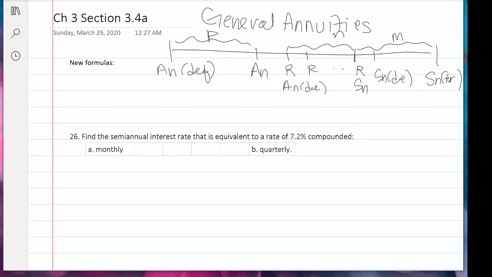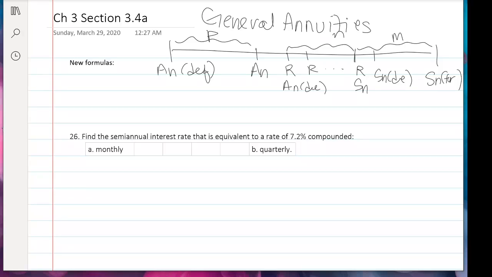Section 3.4 is all about how we deal with an annuity where the interest rate does not match the frequency of the payments. There are four cases. The first one is that the interest is more frequent. The second one is that the interest is less frequent and we use compound interest. The third one is that the interest is less frequent and we use simple interest for partial periods. And the fourth one is continuously compounded interest.